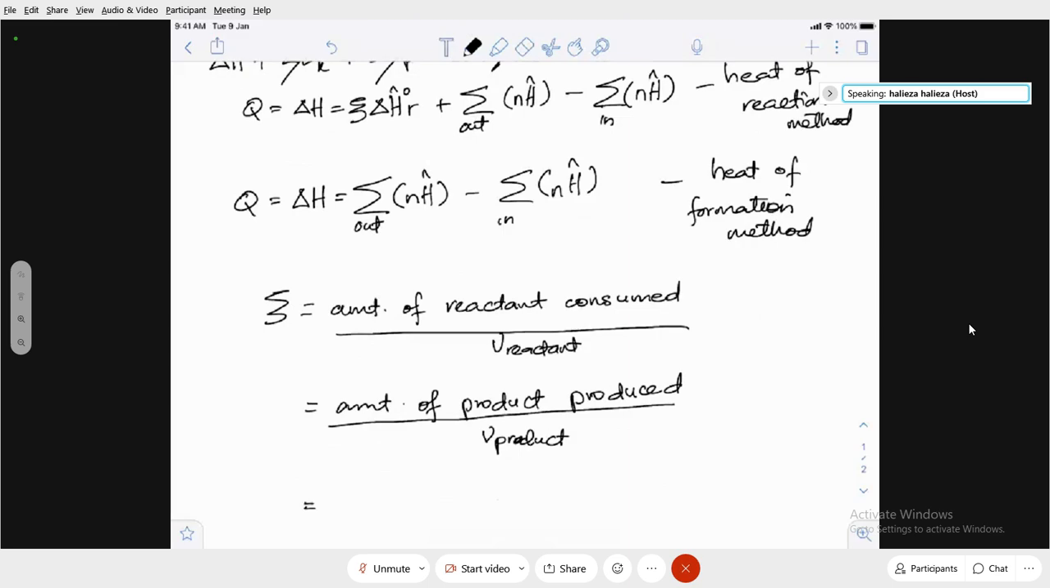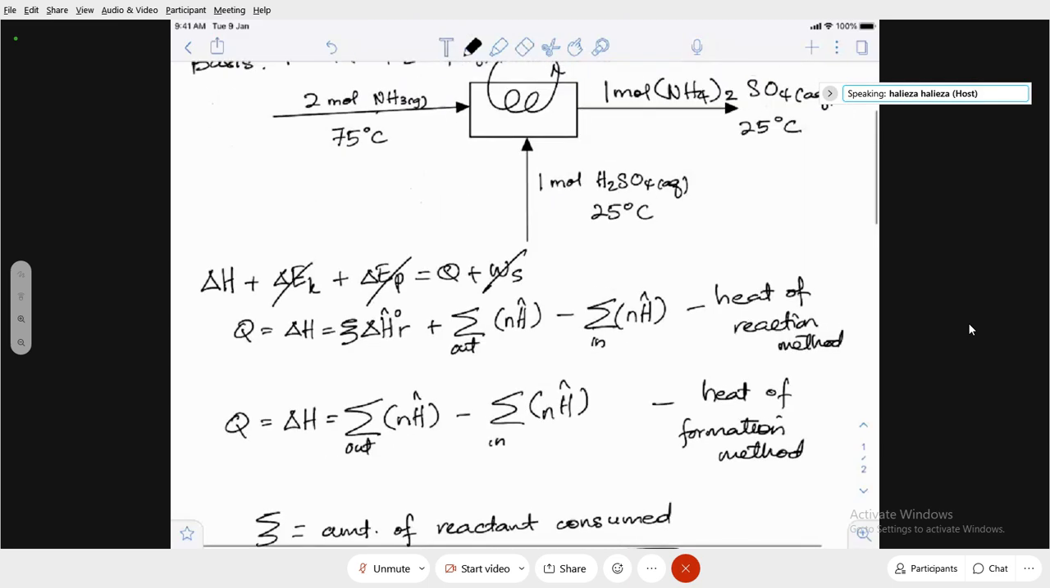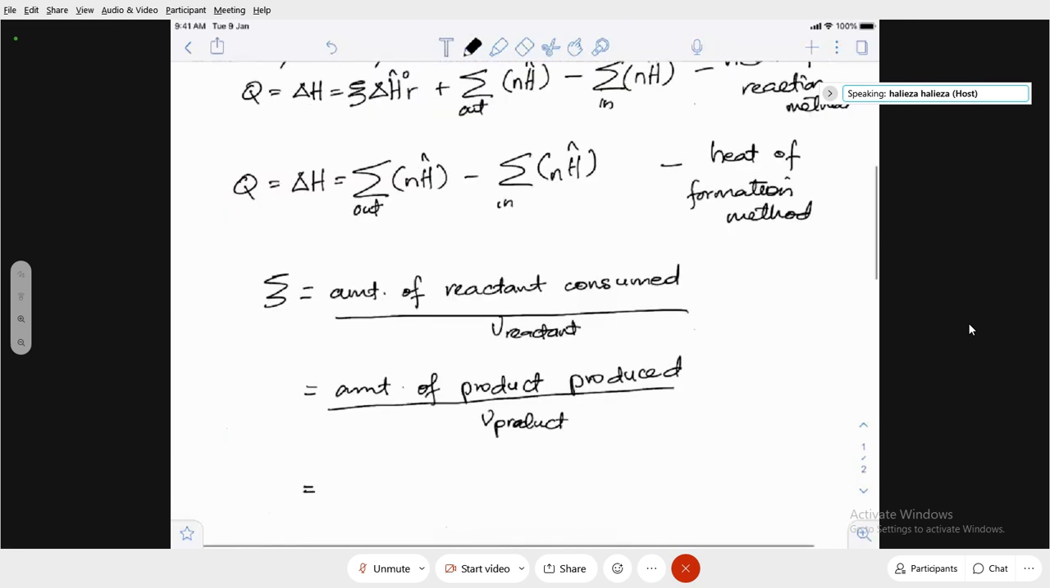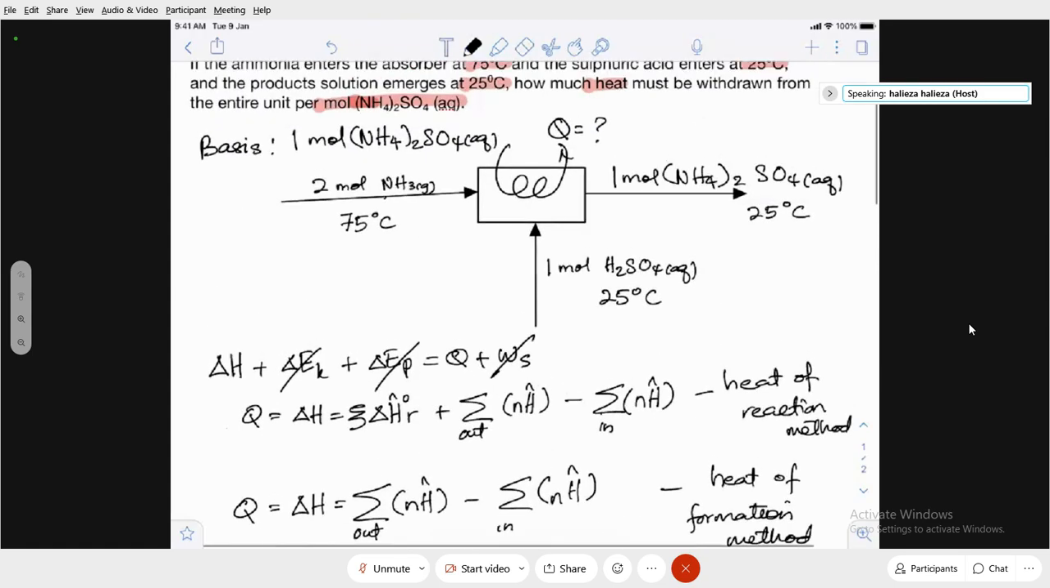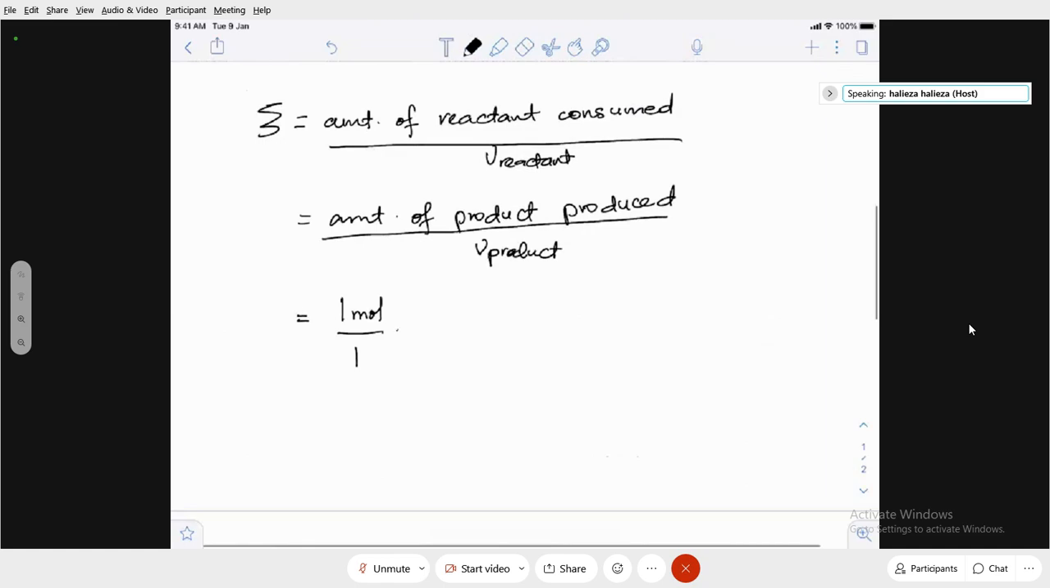For example, we look at the amount of product, which is ammonium sulfate. So our ammonium sulfate that is being produced is 1 mole, divided by its coefficient. Based on this equation, the coefficient is 1. So 1 divided by 1, you end up with 1 mole. Okay, that is your extent of reaction.